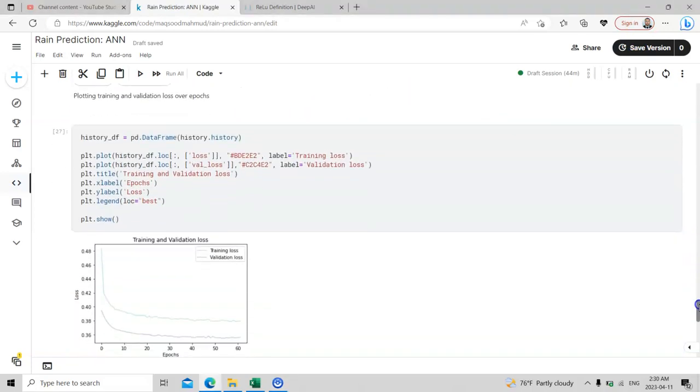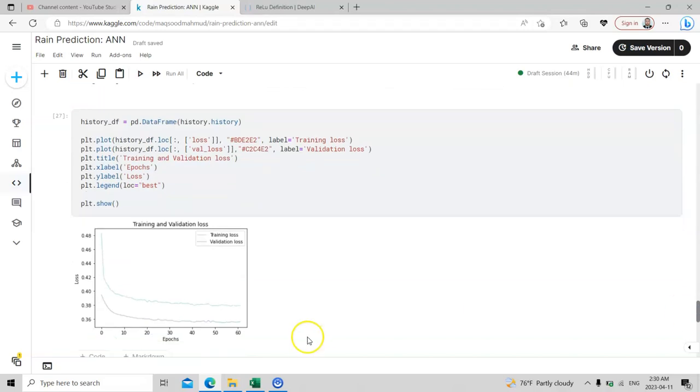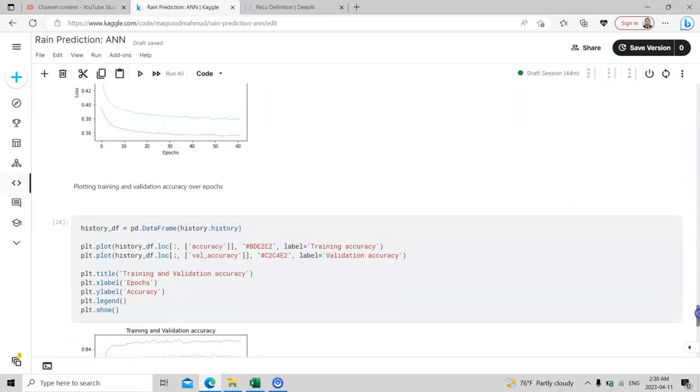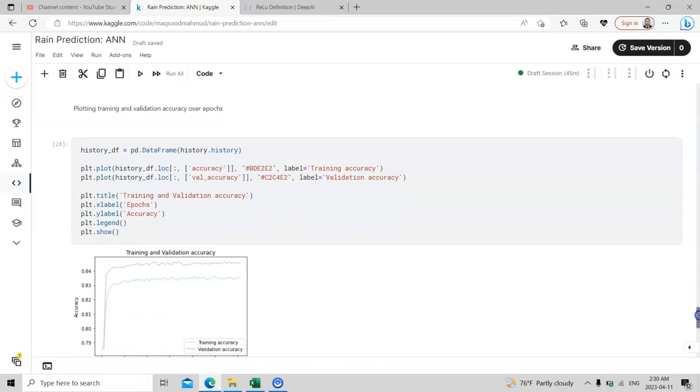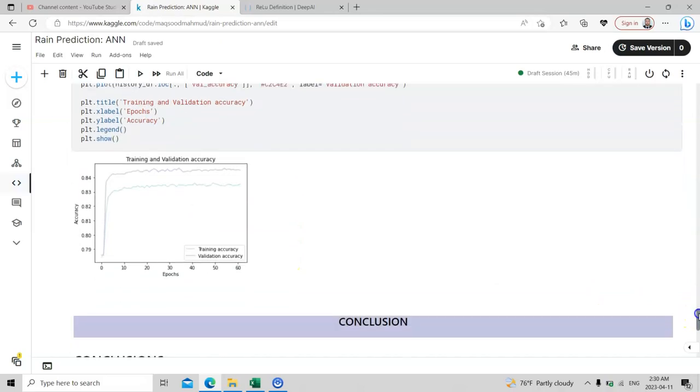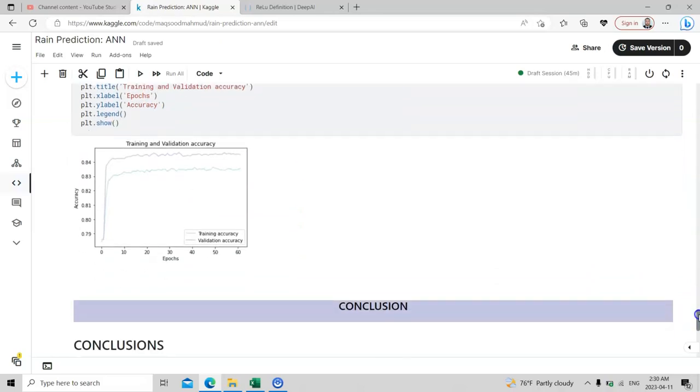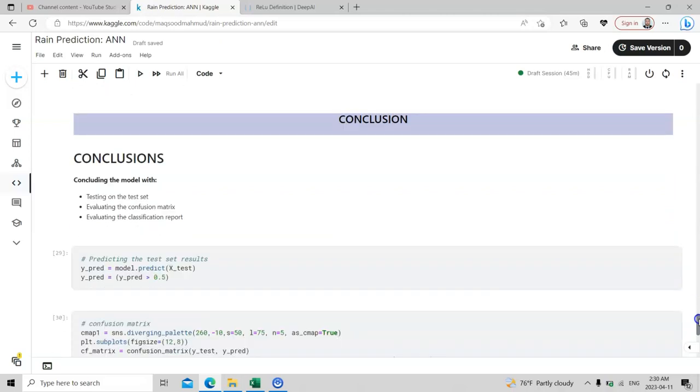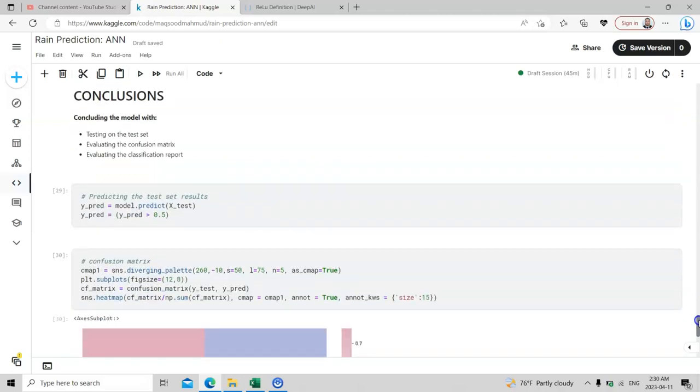And this is more plotting of how your training loss and validation loss are working across all the epochs. Epochs is a very interesting terminology, and you will learn more about it as you practice more on artificial neural networks. Then you have seen the training and validation accuracy also go in parallel in this graph. So what is the conclusion? You test on the test set, and then you evaluate the confusion matrix and the classification report.